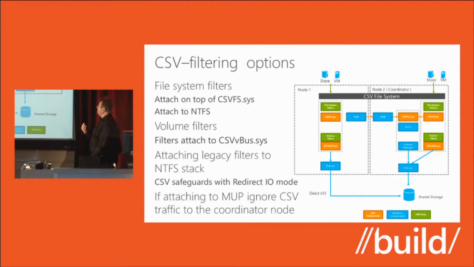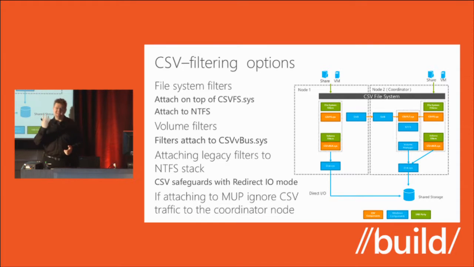So here's what I was talking about. If you want to inject a filter, where should you do it? You can actually attach on top of CSVFS. You can insert yourself as a file system mini filter. You can attach a volume filter. We don't support legacy filters on the CSVFS stack. So the only real caveat is no legacy filters.